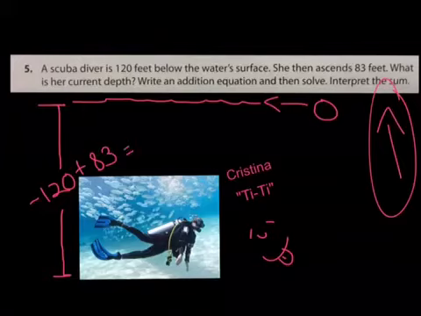And then she stops. She has to do one of those safety checks on the way up. She can't go up too fast. Then where does she stop? If you're saying she stops at negative 37 feet, you are correct. Now this is your equation. You've taken all of the words and put it into an algebraic expression, or we can say into computation, numbers, a number sentence.